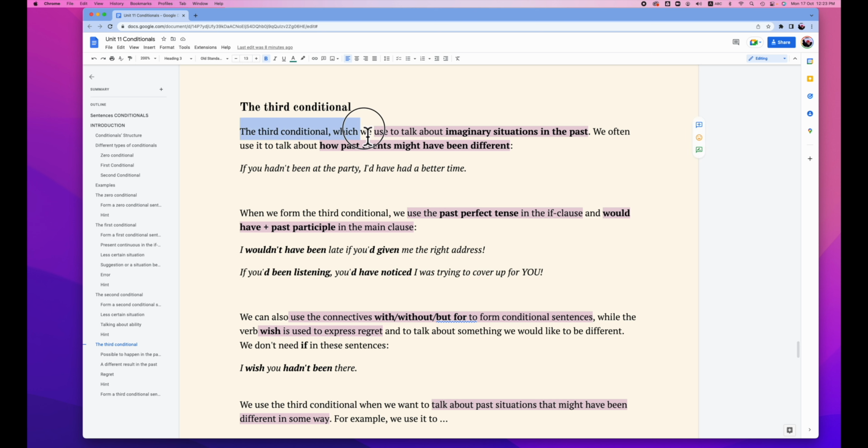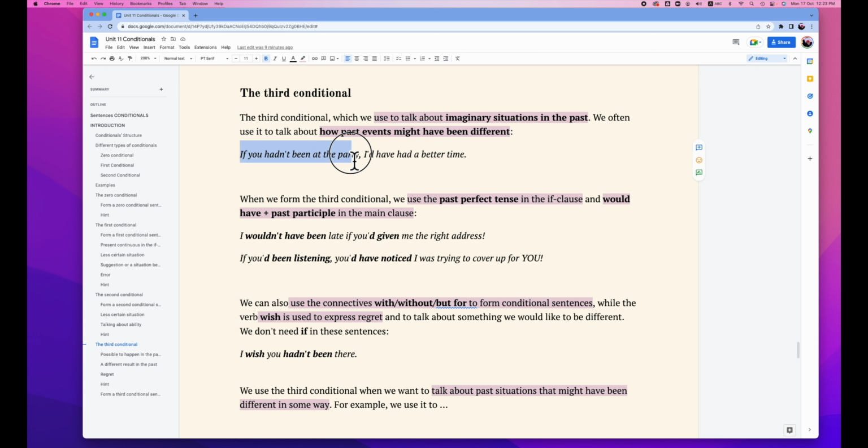The third conditional we use to talk about an imaginary situation in the past, in part A. We use it to talk about how the past event might have been different in part B. If you hadn't been at the party, part B, I would have had a better time.